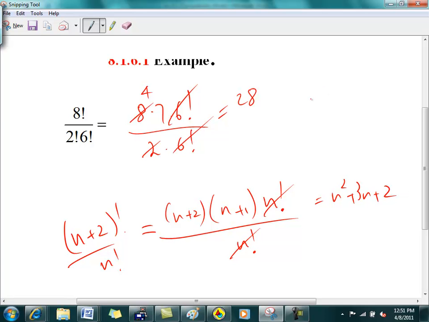No, you start from n and you reduce by 1. And then you reduce by 1. But I'm starting out with n plus 2. So you reduce by 1, you get here. You reduce by 1, you get there.